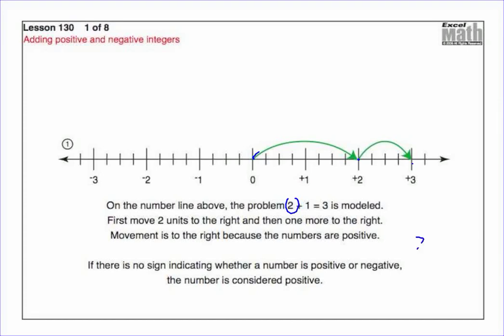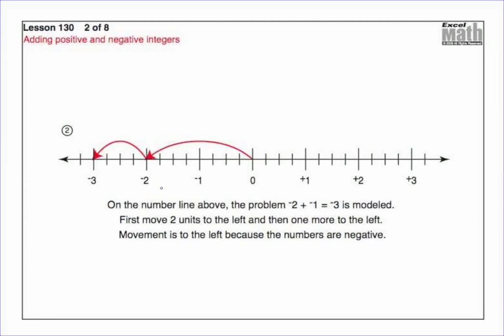So when we see 2 plus 1 equals 3, that's a positive number, that's a positive number, that's a positive number. We do not need to write positive 2 plus positive 1 equals positive 3. You assume that the numbers are positive when they have no sign before them.